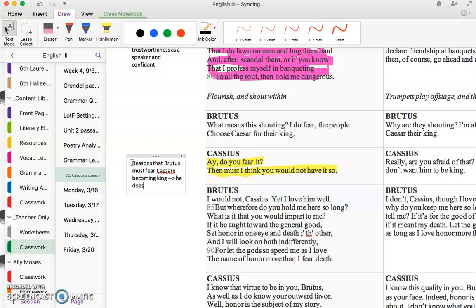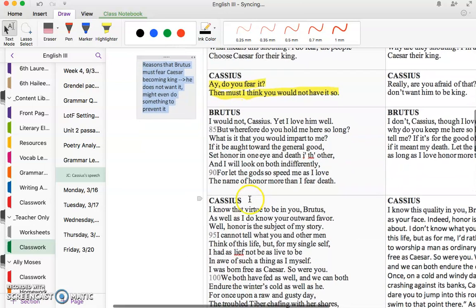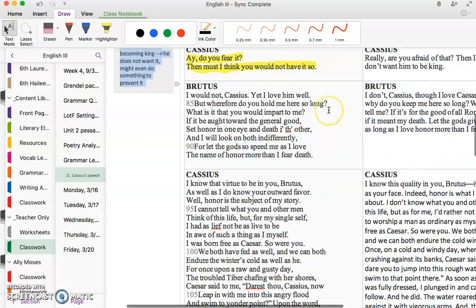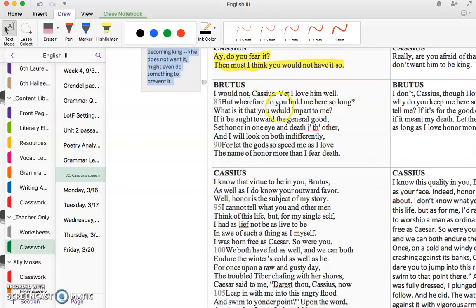Therefore, he does not want it, and he might even do something to prevent it. And as we know from our historical background, that's basically what Cassius is doing, trying to recruit him into this conspiracy. Brutus, of course, responds that essentially, yes, I may love Caesar personally, but the general good is more important.